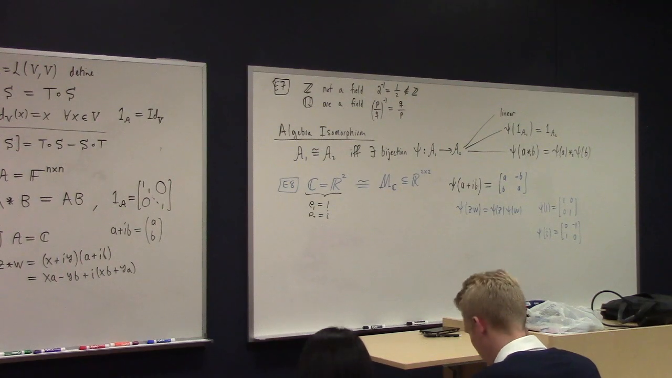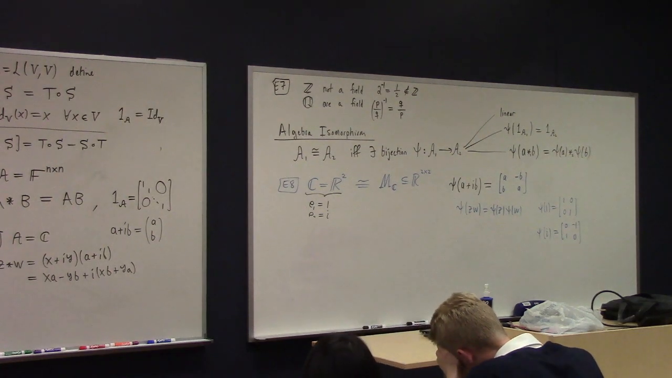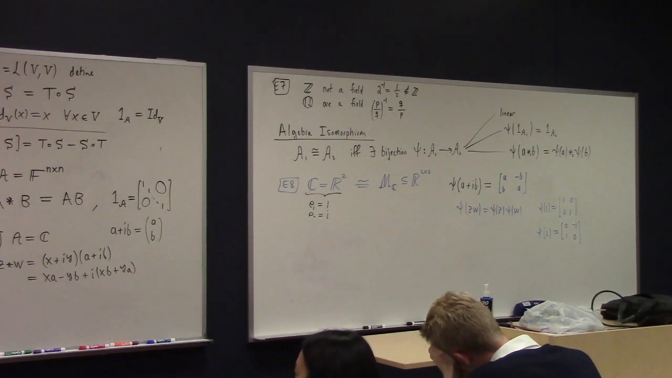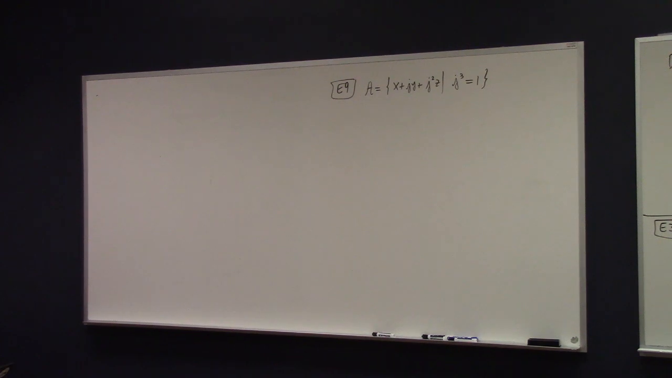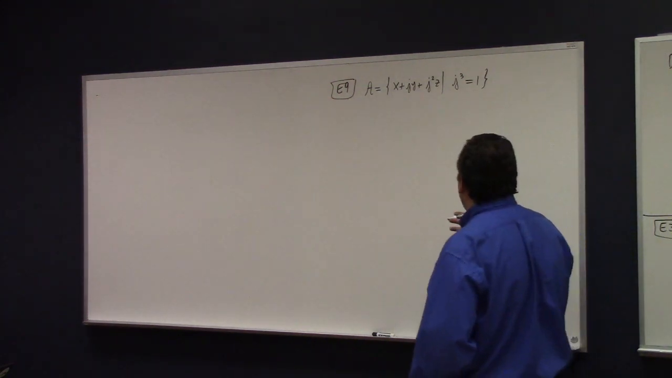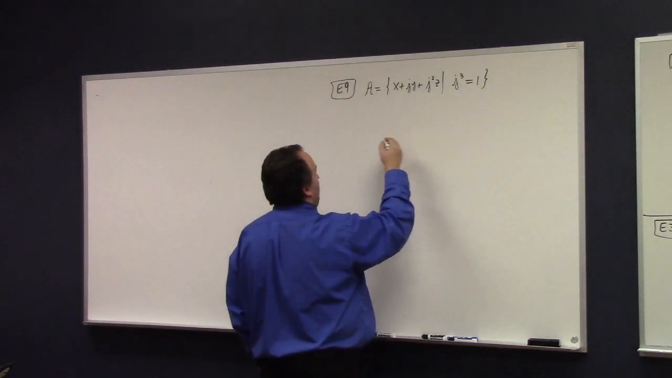So example 9, if my algebra has the form x plus jy plus j squared z, such that j cubed is equal to 1, and then proceed normally. So this is a three-dimensional algebra. Have any of you guys had number theory? Nobody? Okay. So here j cubed is equal to 1. This is weird, and j is not a real number, okay? So this is essentially a three-dimensional algebra. And so check this out.